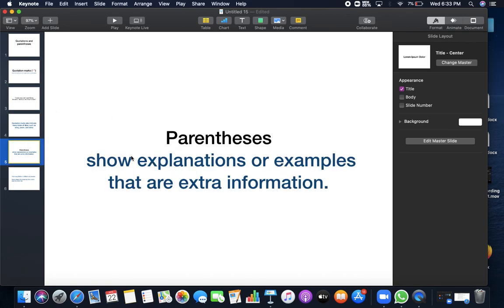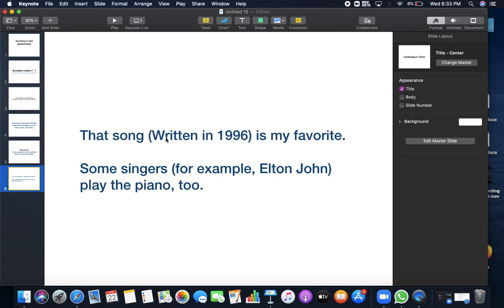Now, what are parentheses? They show explanations or examples that are extra information. Like, for example, "That song (written in 1996) is my favorite." Here I'm telling extra information, so I put it between brackets. So parentheses are the brackets that we put the extra information inside. Some singers (for example, Elton John) play the piano too. Here I add extra information, so I put it between brackets, and brackets are called parentheses.